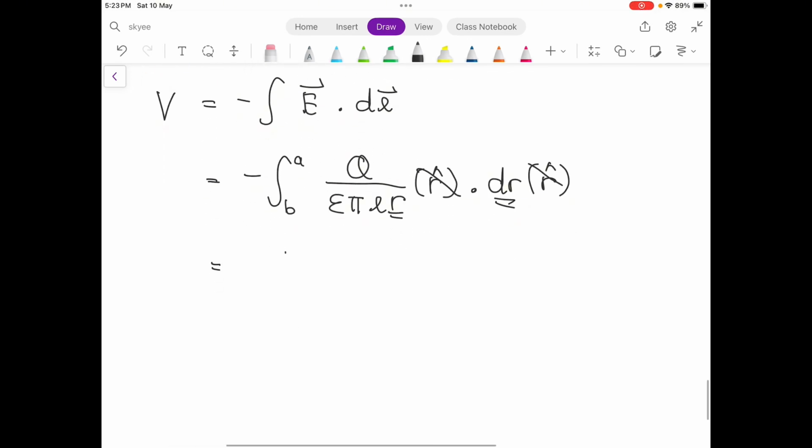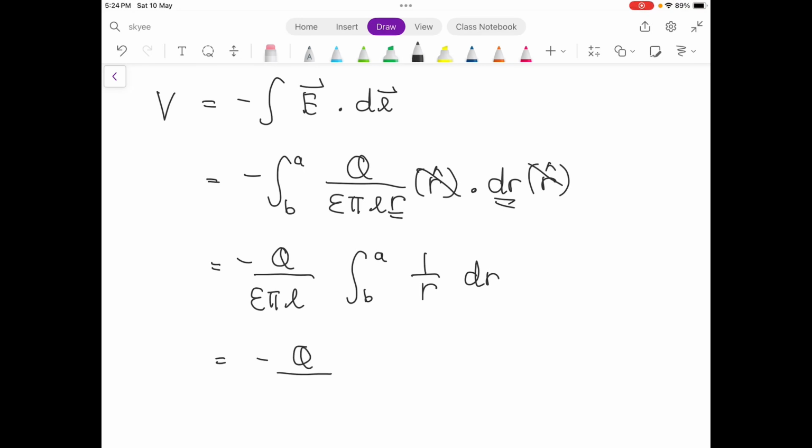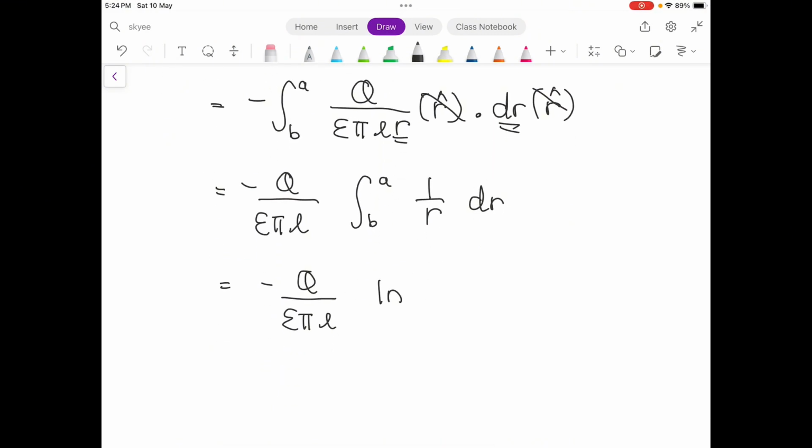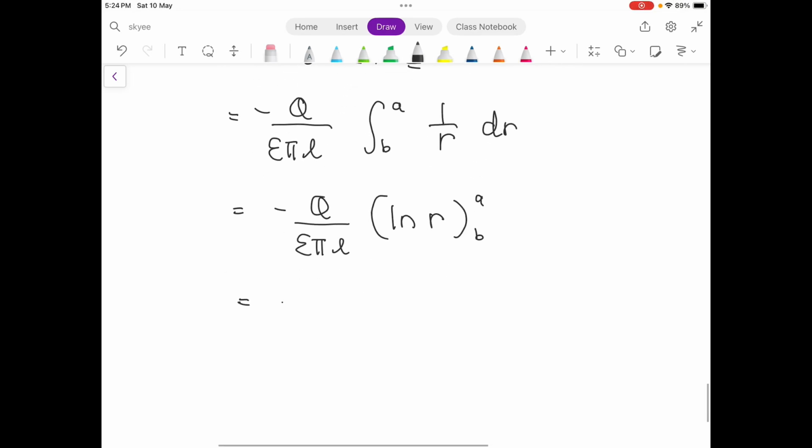So you take out the constants, L, and you focus on the integration of 1 over r dr. This part gives you epsilon by L times ln r from A to B. As a result, you get epsilon by L times ln A minus ln B.